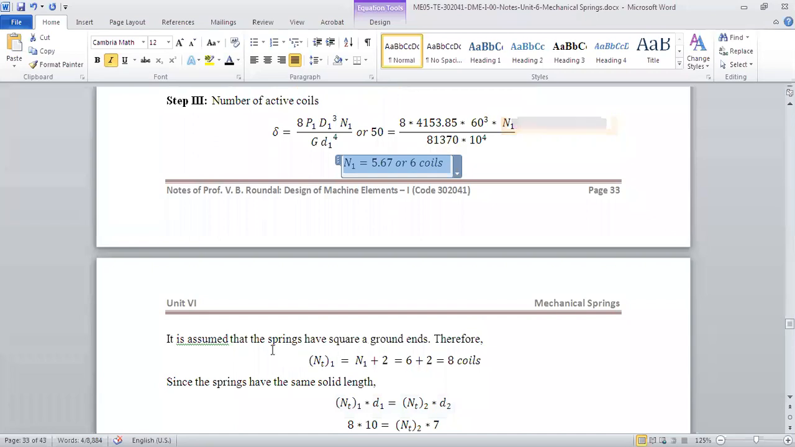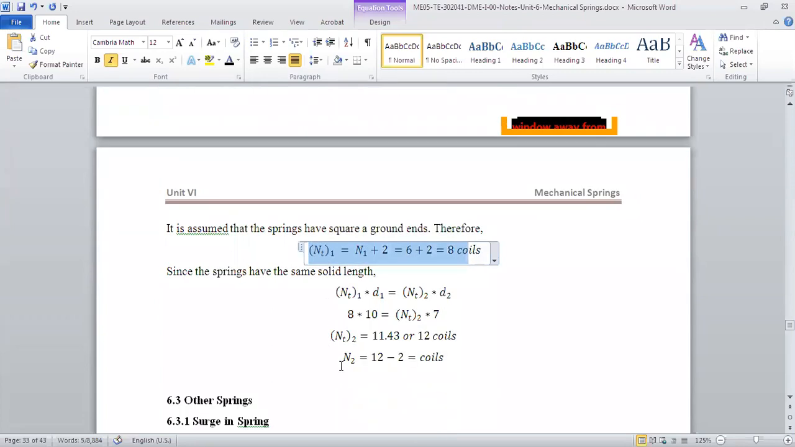for spring 1. And if the ends are grounded, then we will have square and ground ends, right? Then we have to add 2 to these active coils to get the total coils. So total coils will be 6 plus 2, 8 coils, right? Similarly, N1 d1 is equal to N2 d2, right? So 8 into 10, the diameter of this, is equal to NT2 into 7. So we get 11.43 or 12 coils.